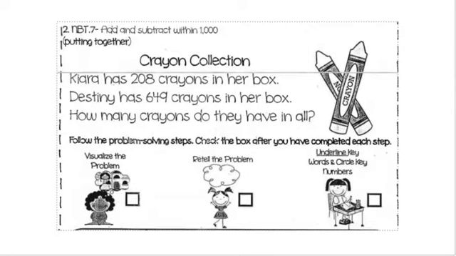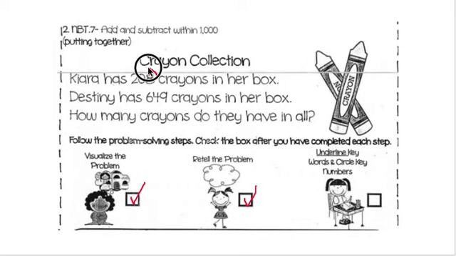So I'm going to read through this again and I want you to visualize it in your head. Kira has 208 crowns in her box. Destiny has 649 crowns in her box. How many crowns do they have in all? So let's go ahead and mark off visualize the problem and retell the problem. Now we need to underline keywords and circle key numbers.